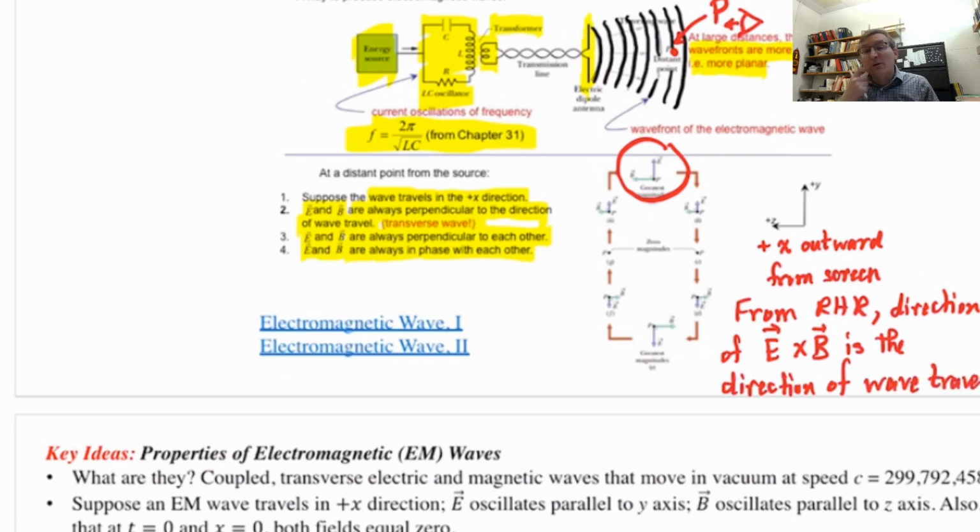Do the right-hand rule. Cross E on top of B. E points in the plus Y. B points in the plus Z. Your thumb points straight out towards you. That's plus X. That's a handy thing to remember. The direction of E cross B is the direction the wave is traveling in.